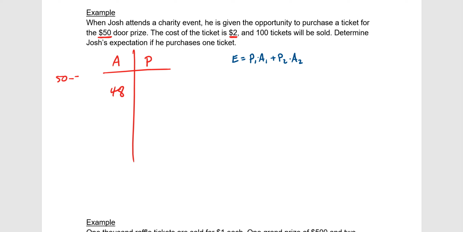So that's 50 minus 2. We have to remember it is the net gain or the net loss. So we have to take into account that he purchased it. So the probability of winning, there's one winning ticket out of 100 tickets total, so that's still 1 over 100. So if he loses, this time he loses $2.